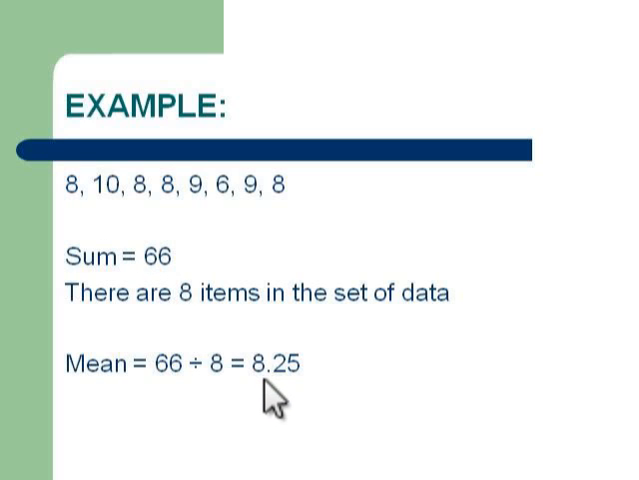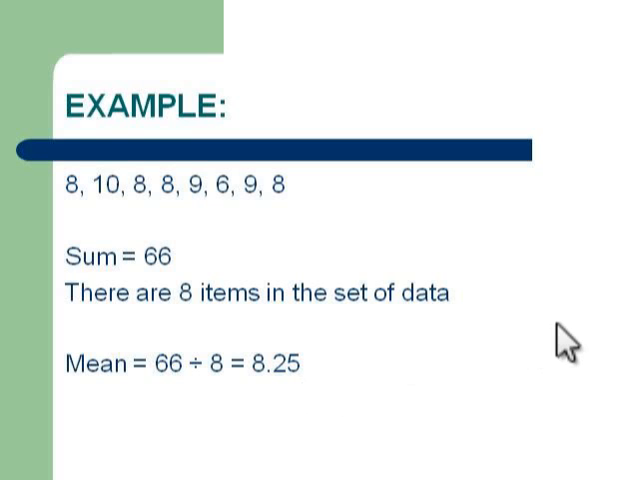66 divided by 8, because that's how many items we had, 8 items, gives us a mean or an average of 8.25. Now when you're doing these practice problems, if you get a decimal that's longer than 2 places, then round it. Round it to just 1 decimal place. If it has 2, just leave 2. But if it has more than 2, round it to 1 decimal place.